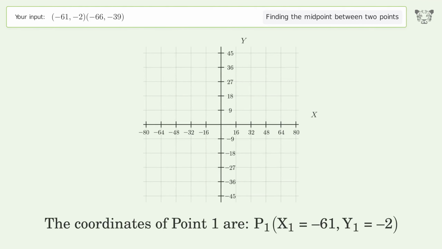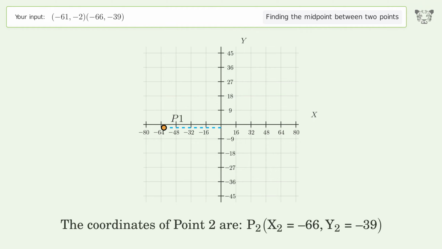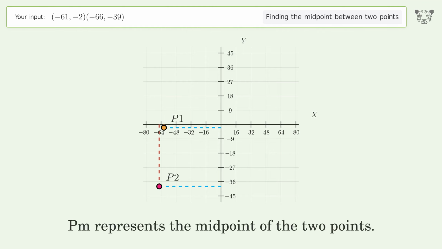The coordinates of point 1 are, x1 equals negative 61, y1 equals negative 2. The coordinates of point 2 are, x2 equals negative 66, y2 equals negative 39. PM represents the midpoint of the 2 points.